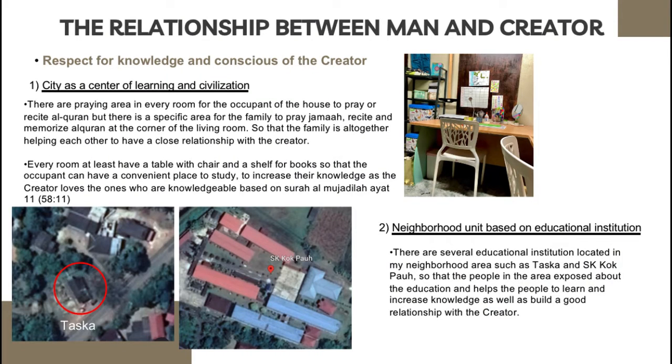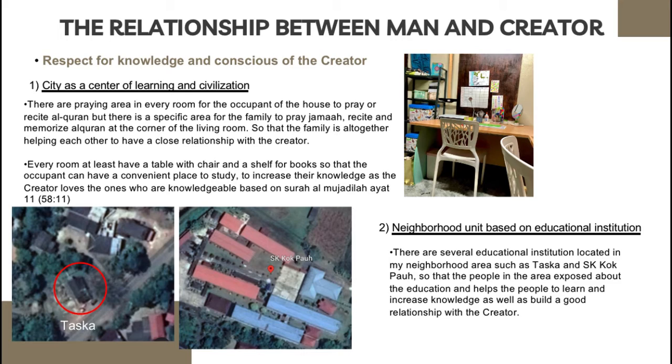The first one is the relationship between man and the creator. The first principle of this relationship is respect for knowledge and consciousness of the creator. City as a center of learning and civilization. There are praying areas in every room for the occupants of the house to pray or recite Al-Quran.